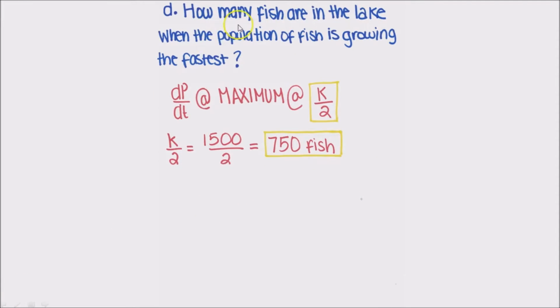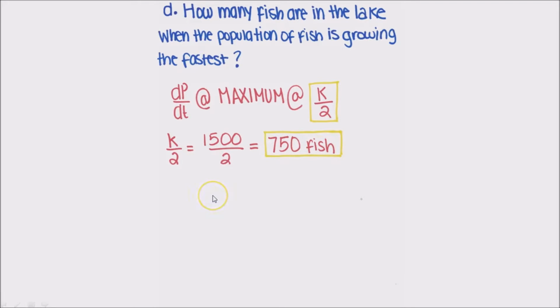So part D asks how many fish are in the lake when the population of fish is growing the fastest. And we also know this, from a few slides ago, dP/dt is at its maximum at half of the carrying capacity. And so part D is actually a very common question you'll get in logistic growth problems, when they'll ask you for some population value when the population is growing the fastest, and immediately you should know that that's K over 2. So in this case, that's 1500 over 2, which is 750 fish.